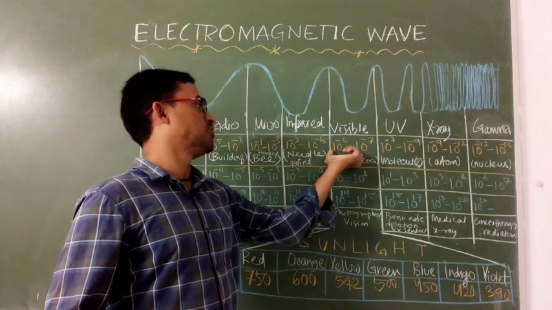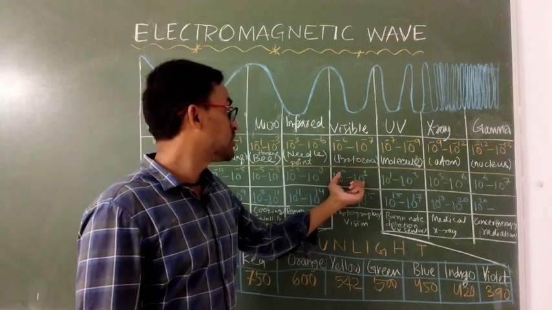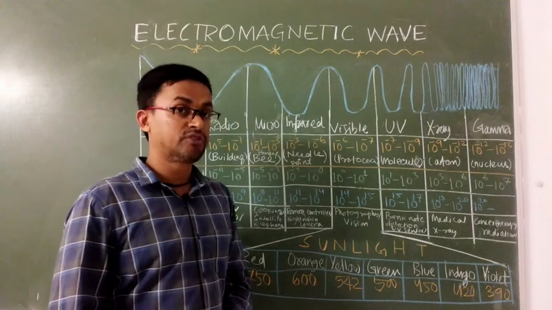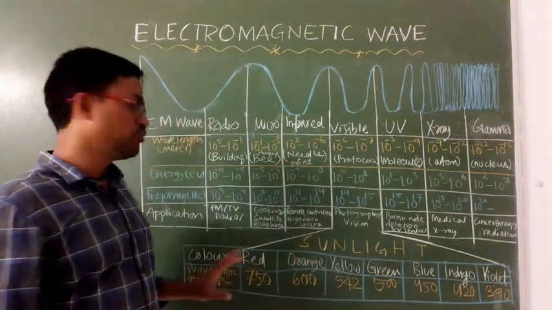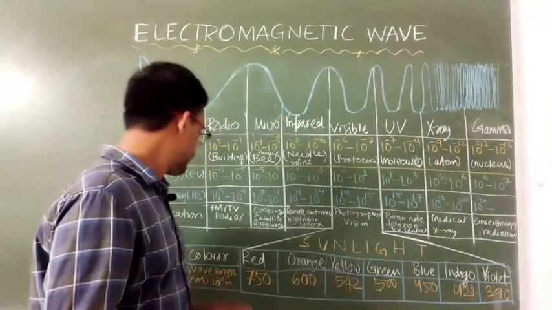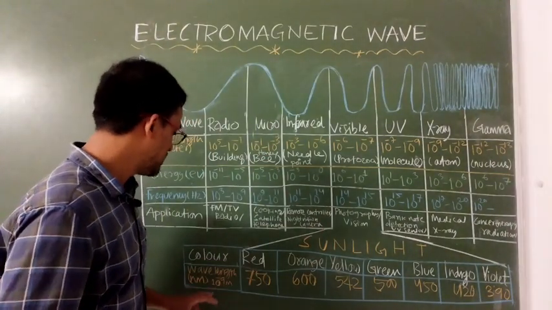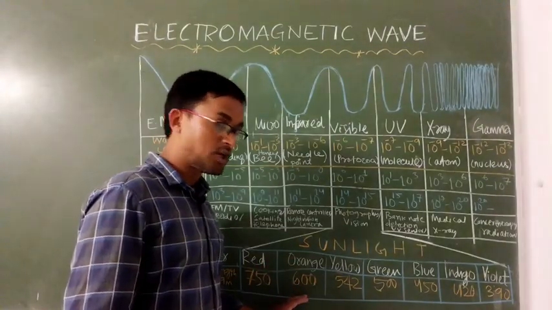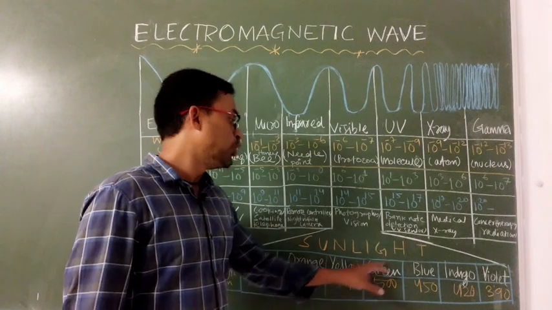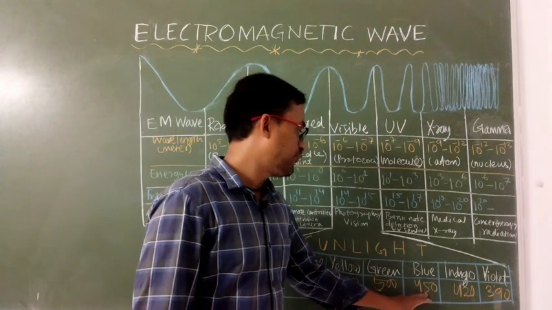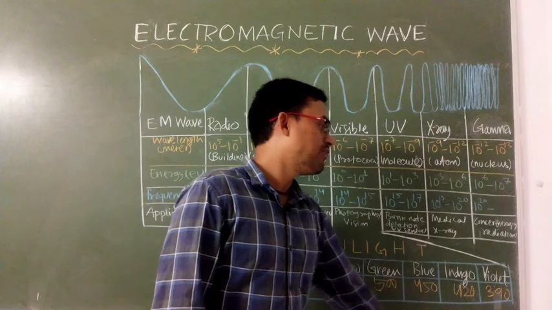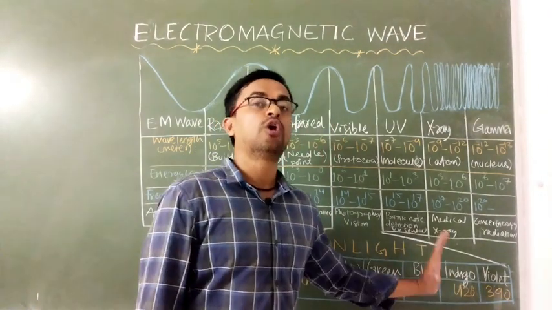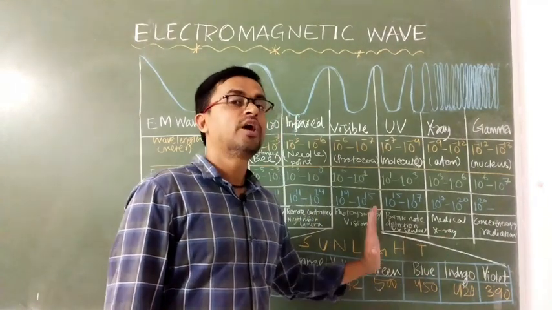The wavelength range is 10 to the minus 6 to 10 to the minus 7 meters, the energy is 1 to 10 electron volt, and the frequency is 10 to the 14 to 10 to the 15 hertz. If we check their wavelengths: for red it is 750 nanometers, orange 600 nanometers, yellow 542, green 500, blue 450, indigo 420 and violet 390 nanometers. These different colors have different wavelength, frequency and energy.